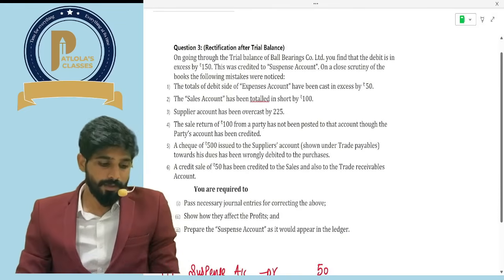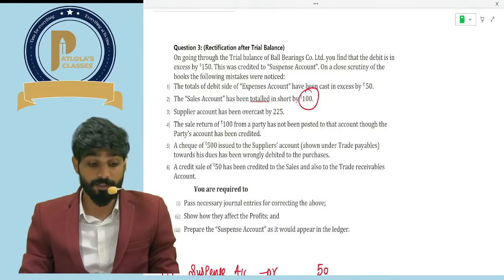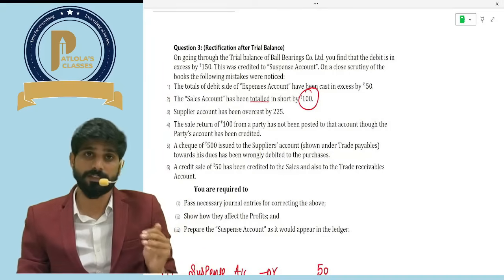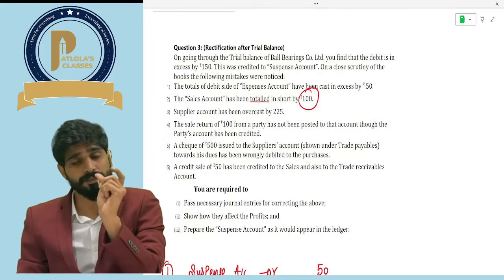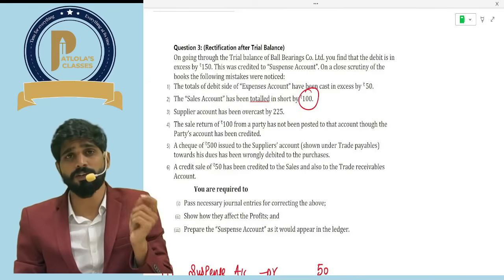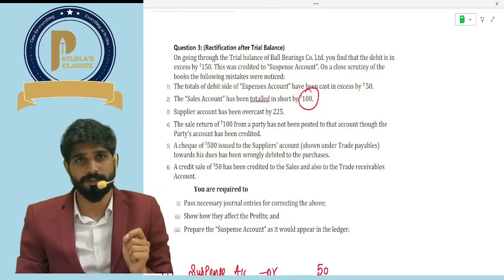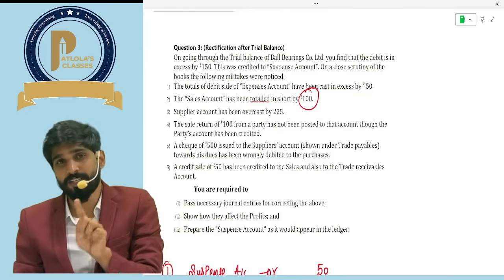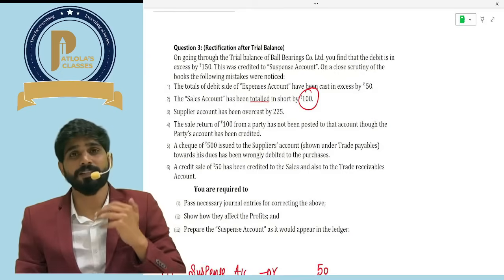Next, coming to the second one. What is the second one? The sales account has been totaled in short by 100. The sales account has been totaled in short, means can I say sales are taken less? Yes, sales will have credit balance. When you take sales less, something would be missing, trial balance will not tally. Which side it would be missing is on credit side, since you have taken sales less. So that credit side we are going to put it to suspense. Now that you have taken sales less, in order to increase, sales has to be credited, and as we know, suspense is having credit balance. In order to cancel that, we need to debit.